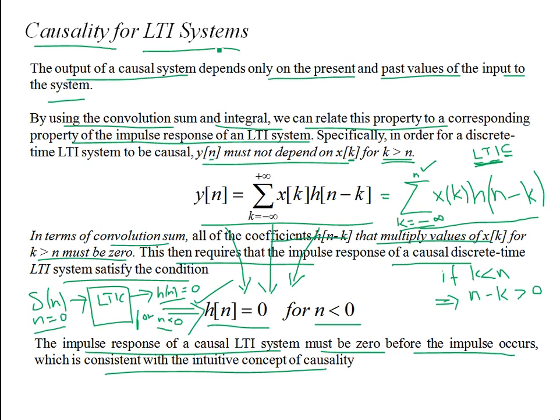So for the impulse response, which is applied at n equal to 0, there cannot be an output before delta n is applied. So h of n should be 0 for n less than 0. This is the condition for a causal LTI system. And remember that this discussion is only valid for linear time invariant systems. If it is not linear, then this is not the case.